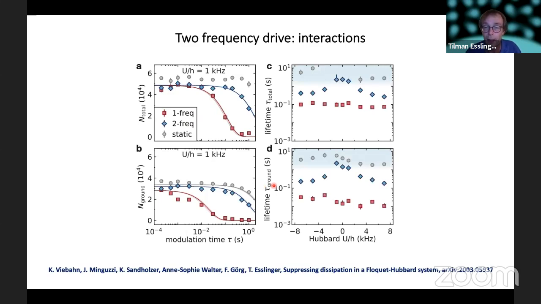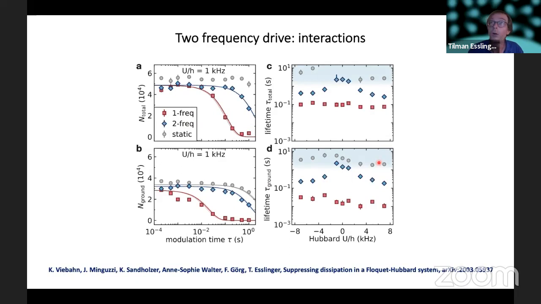And here are the time scales taken out of such curves as a function of Hubbard U. And you see that the scheme works, or kind of always works, and within a band of U of say -2 to 2, it actually works well.